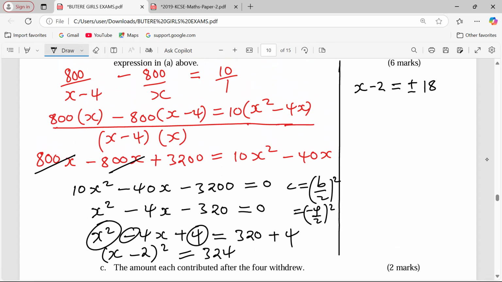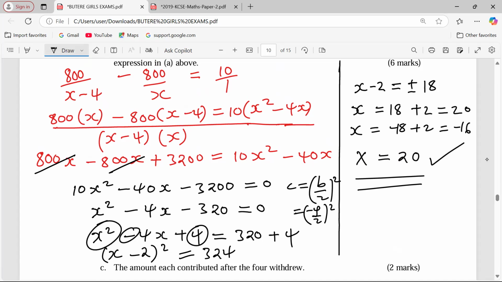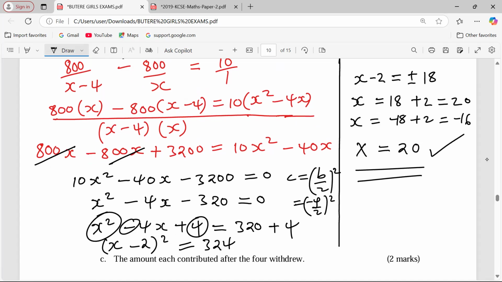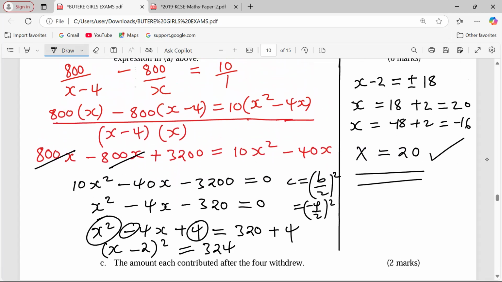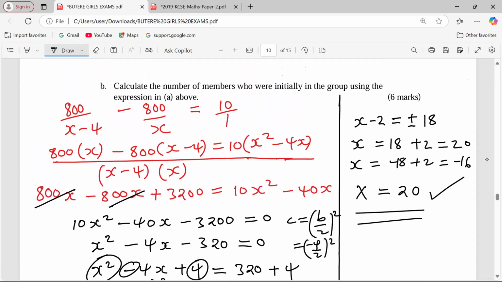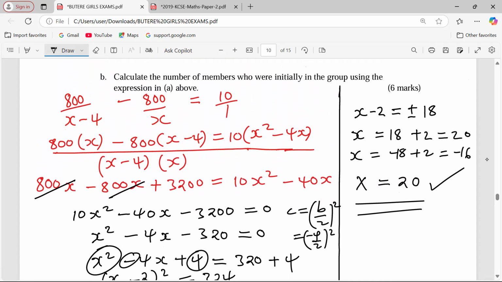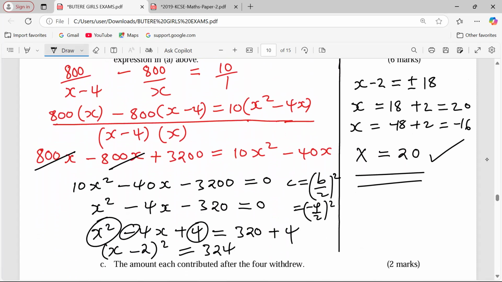So how do we remain with x? By taking positive 18 plus 2, which is 20, or x equals negative 18 plus 2, which is negative 16. And now that we are dealing with number of people, then x, which is positive, will dominate in this case. So we are having 20 people originally. What were we finding? The number of members who were initially in the group. And we gave it x. So the value of x is 20.